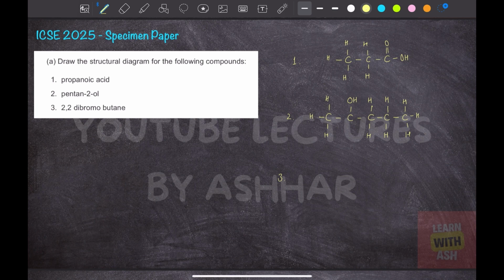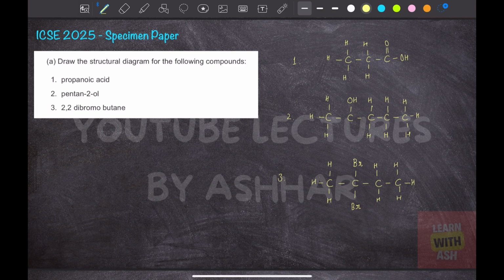Then for the third one, it is given to us 2, 2 dibromobutane. Firstly, I will be drawing the 4 carbons over here, and since I am considering this as the second carbon, so at the second carbon there are in total 2 bromine groups, and the remaining will simply contain the hydrogen atoms. So this is the structural diagram for 2, 2 dibromobutane.